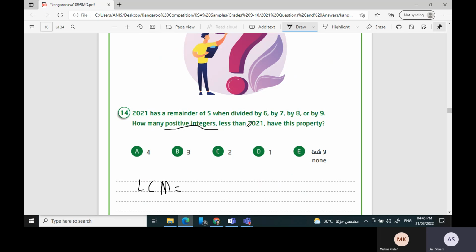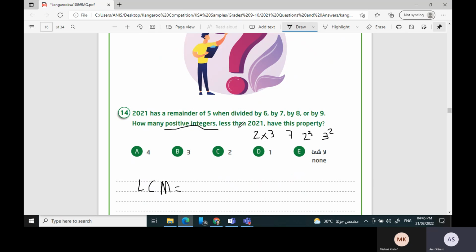Usually, when we have to find the LCM, we are going to prime factorize each number. So 6 is 2 times 3, 7 is 7, of course. 8 is 2 power 3. And 9 is what? 3 power 2.